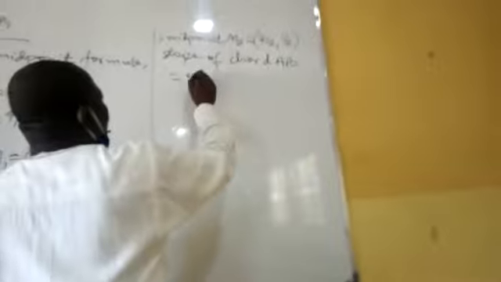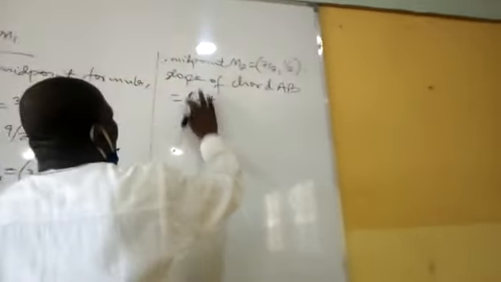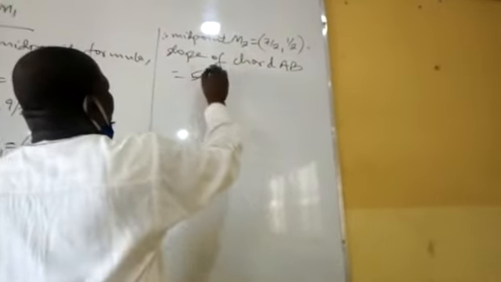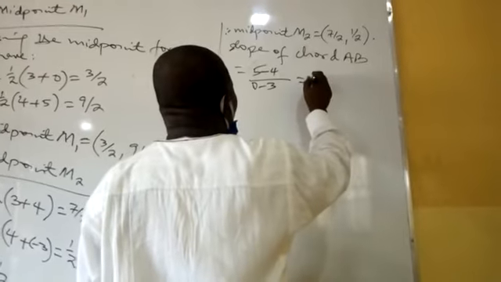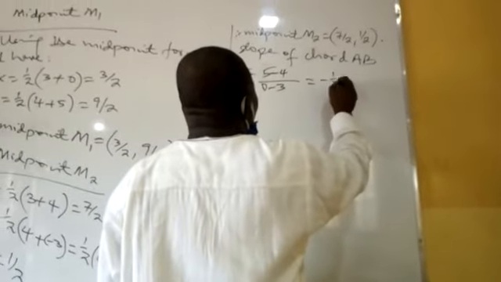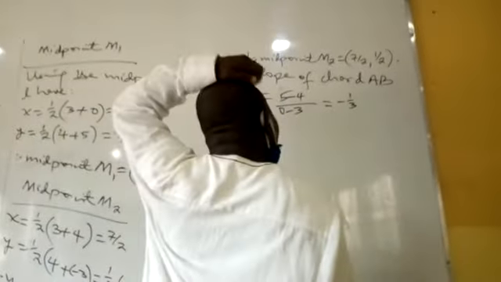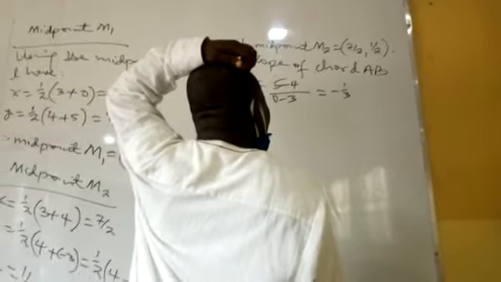That will be 5 minus 4 over 0 minus 3, and that will be minus 1/3.